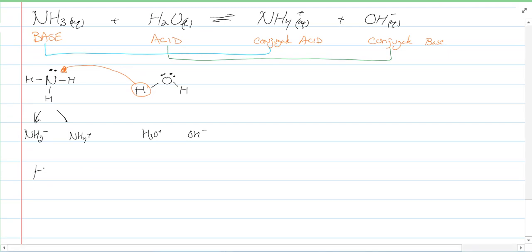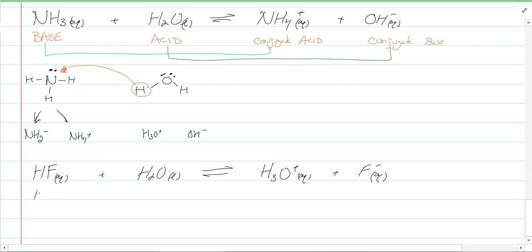Next, let's try another one. HF plus water going to H. What? Well, is HF going to gain a proton? No, H is written first. Hydrofluoric acid, however you name it. So H3O plus and F minus. H is going to go from HF to water because HF is a weak acid.